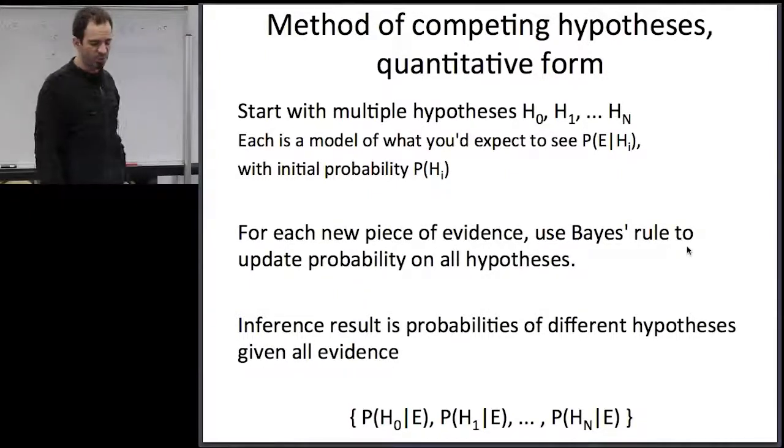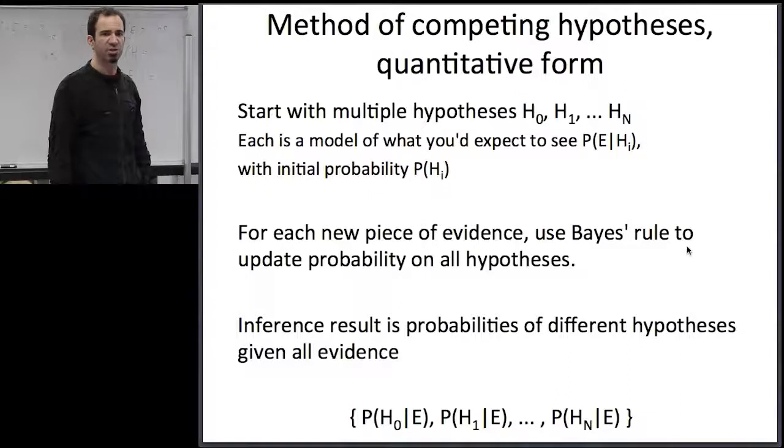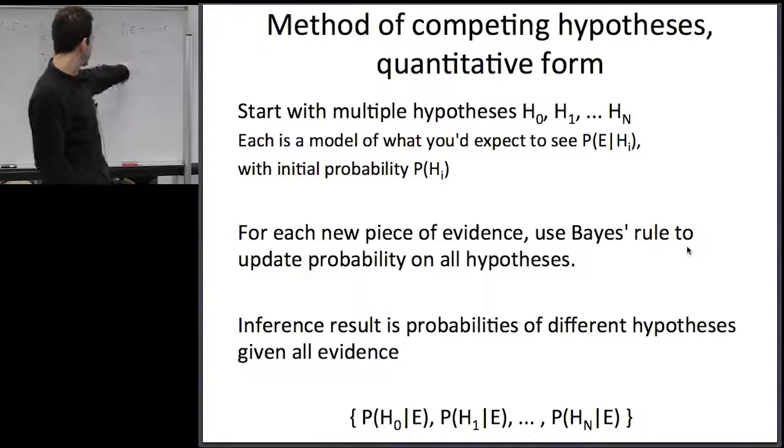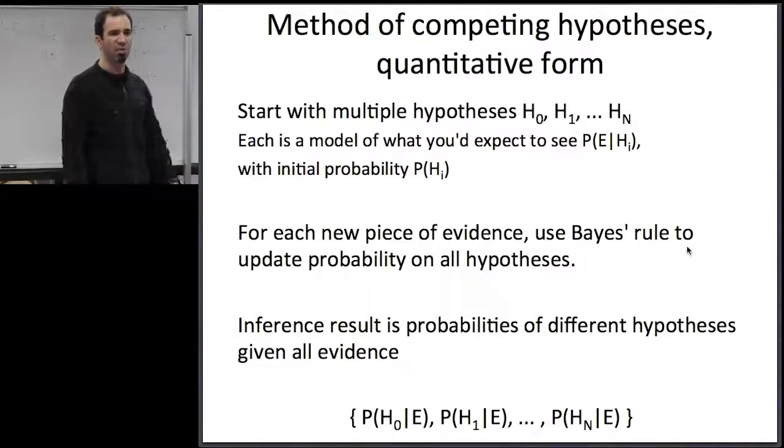Anyway, it's pretty much a straightforward translation of the human process, except this time we literally have a probability assigned to each hypothesis. And as the evidence comes in, we use our models, which is this stuff. Right? This is our model. This is what we think we know already. To update the probability of each hypothesis. And what we end up with is a probability for each hypothesis.